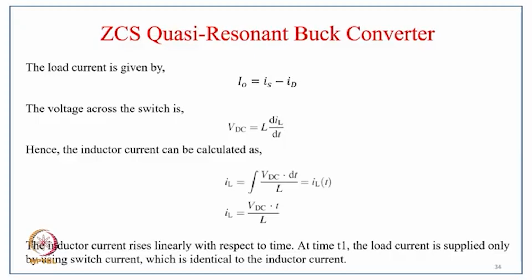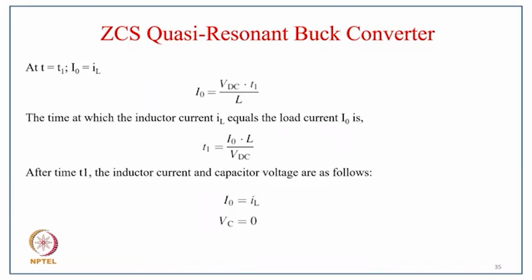At time T1, the load current is supplied only by the switch current, which is identical to the inductor current. And at t equal to T1, I0 equal to IL, and that is I0 equal to VDC T1 upon L. The time at which the inductor current IL equals the load current I0 is T1 equal to I0 L upon VDC.